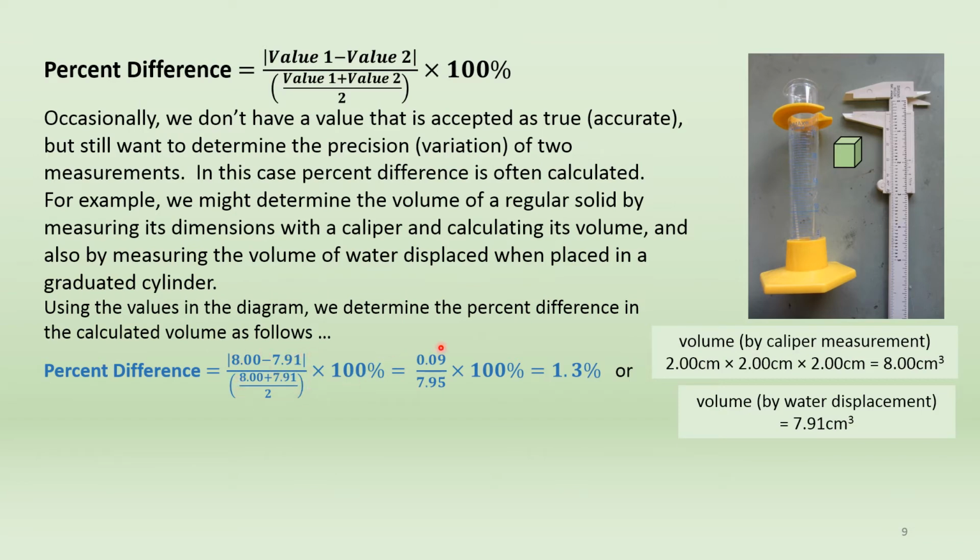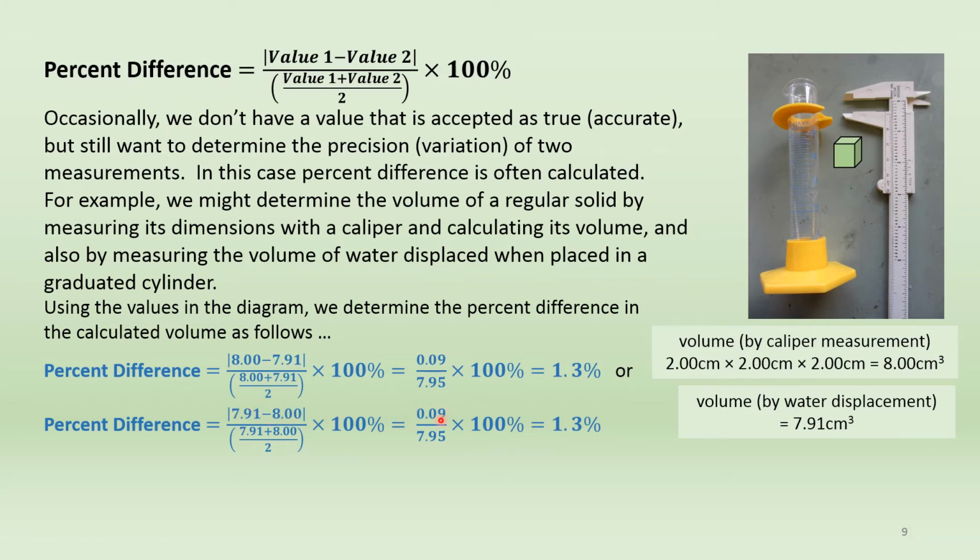The difference is 0.09. The average of 8 and 7.91 is 7.95, times 100, 1.3%. Notice no plus or minus sign. Now what if we reversed the order and took 7.91 minus 8? Well, no problem, because we're taking the absolute value, so that is not reported as negative.